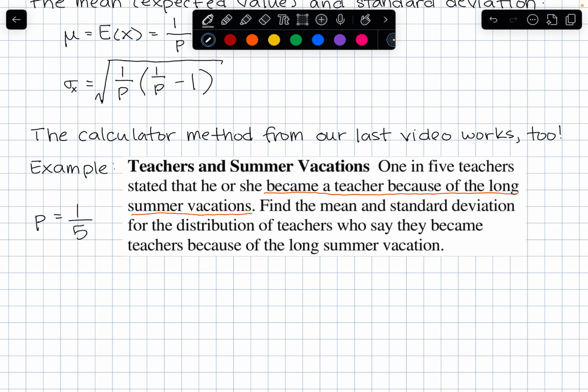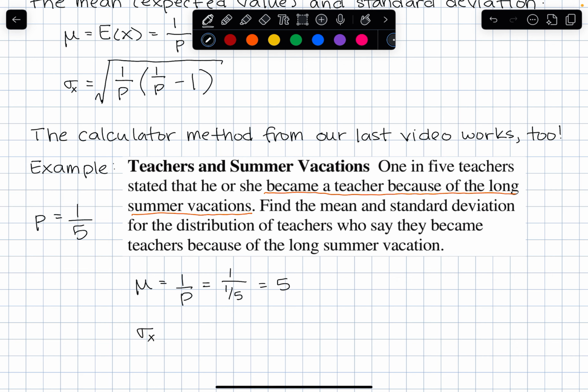So let's go ahead and do these calculations. I know my mean is 1 over p, which is 1 over 1/5. This is a reciprocal, so I end up with 5. Our mean is 5. I expect to find the first teacher that became a teacher because of the long summers to be on my 5th trial. That's the average.